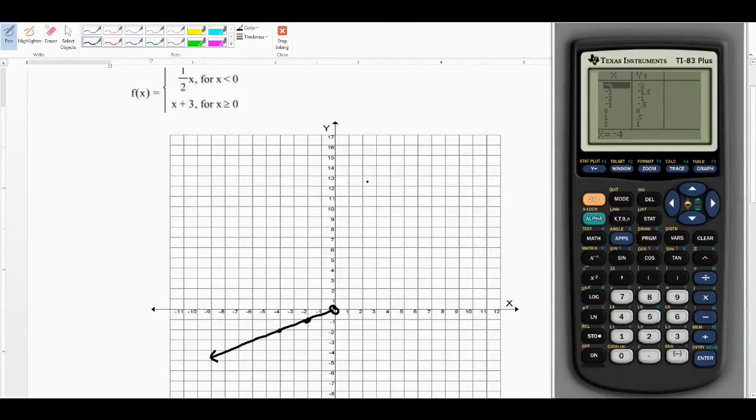And now I'm going to graph x plus 3. x plus 3 is a line that goes through the y-axis at 3. So let's look at our table. Notice we're looking at the domain restriction of x greater than or equal to 0. So I want to look at 0, and that point is 0, 3. So I'm going to go to 0, 3, and since the 0 is included, because of the equal sign, I'm going to put a closed dot. And then I can plot 1, 4, 2, 5, and so on. And then connect the dots. Notice, closed, open, because of the domain restriction.